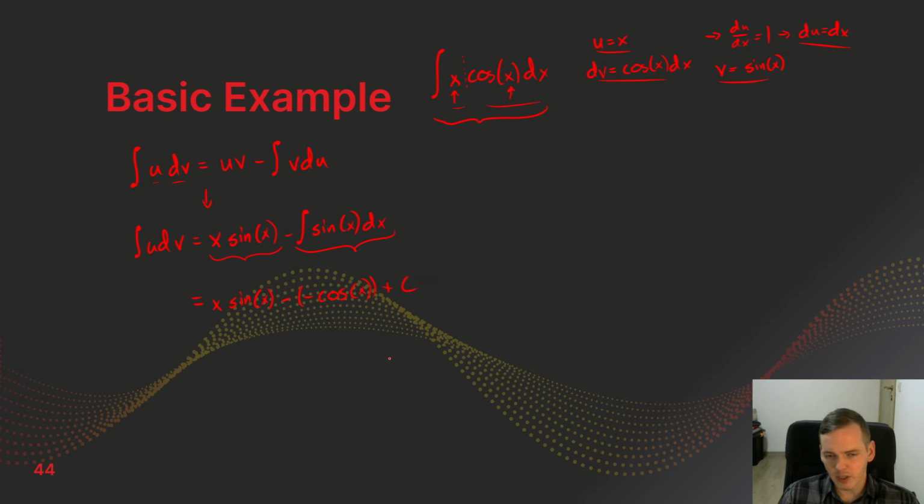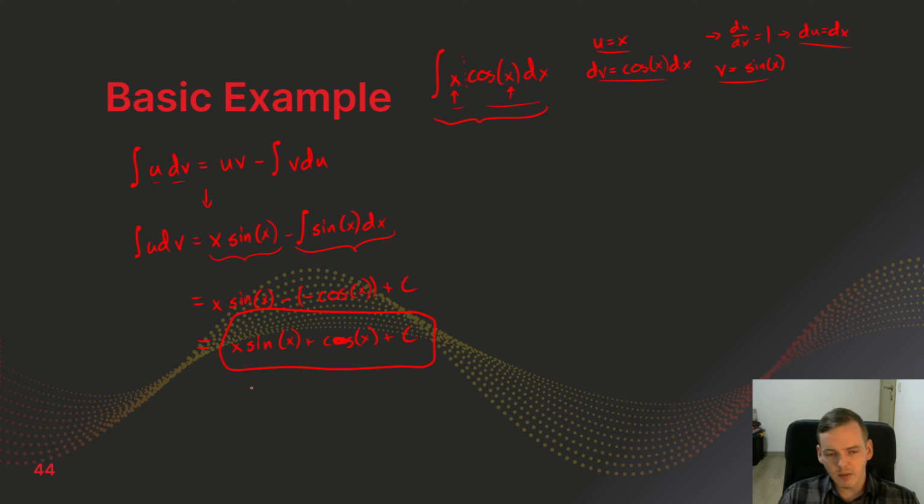And now we'll put in our plus c, and we get that this whole thing is equal to x sine of x plus cosine of x plus c, and that's our solution.